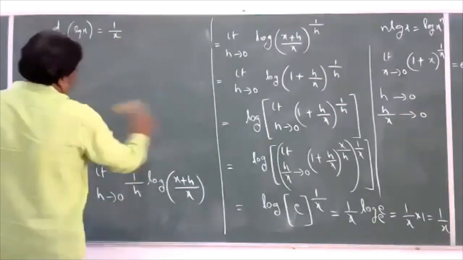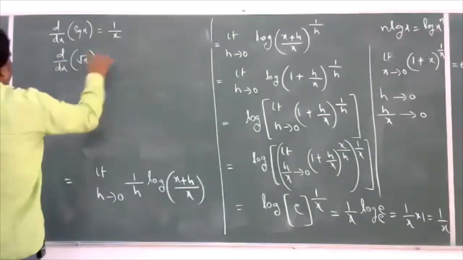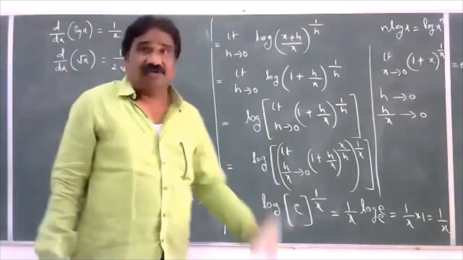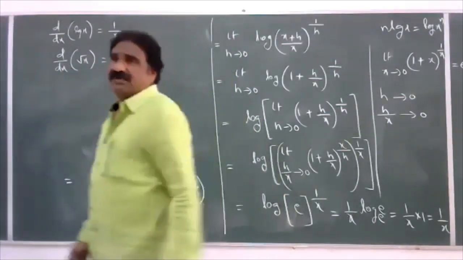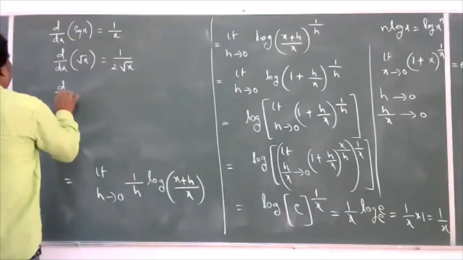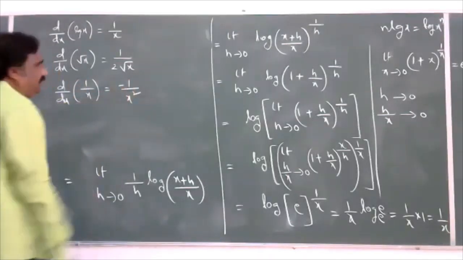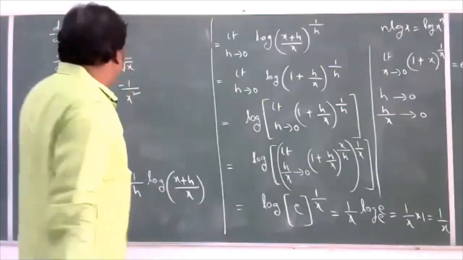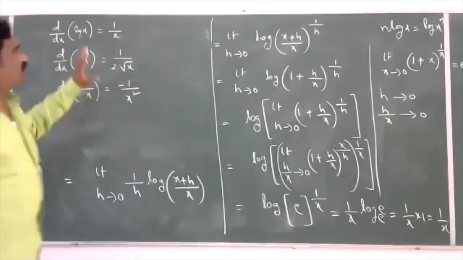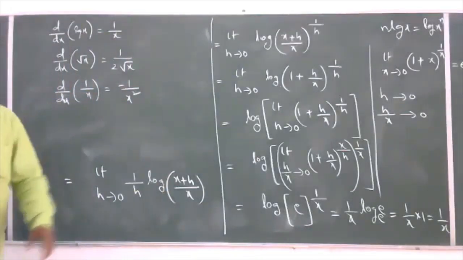I think you already know that d by dx of root x is 1 by 2 root x. By using the first principle, we can also prove this. d by dx of root x is 1 by 2 root x. d by dx of 1 by x is minus 1 by x square. So add these formulas also to that list.